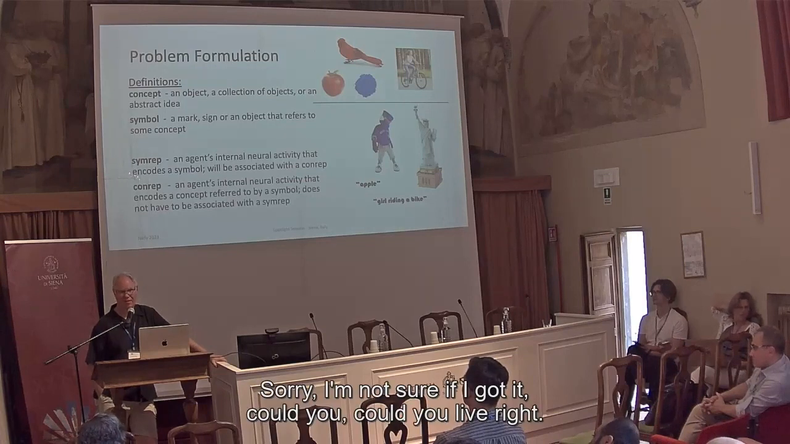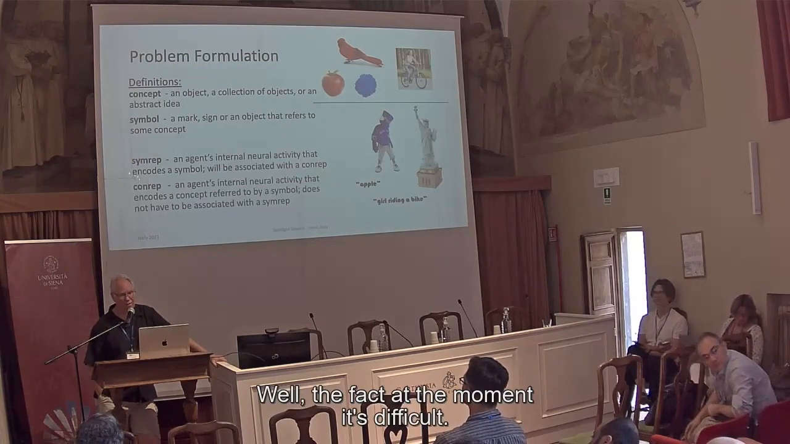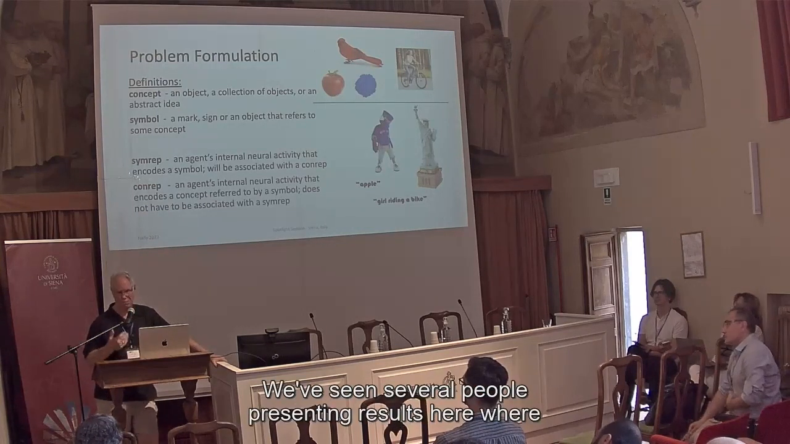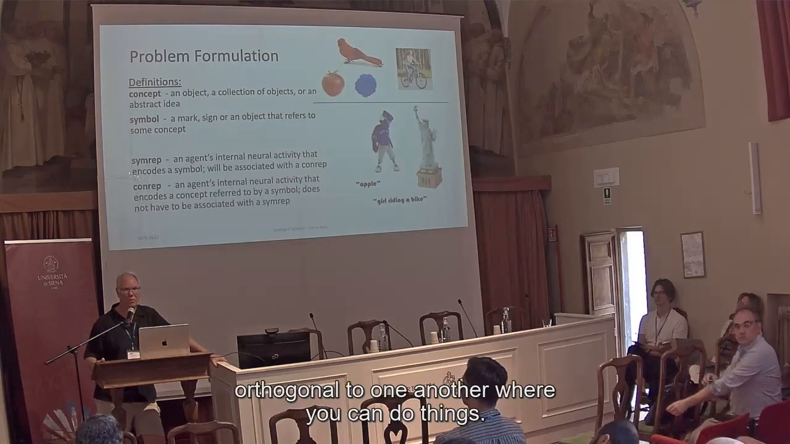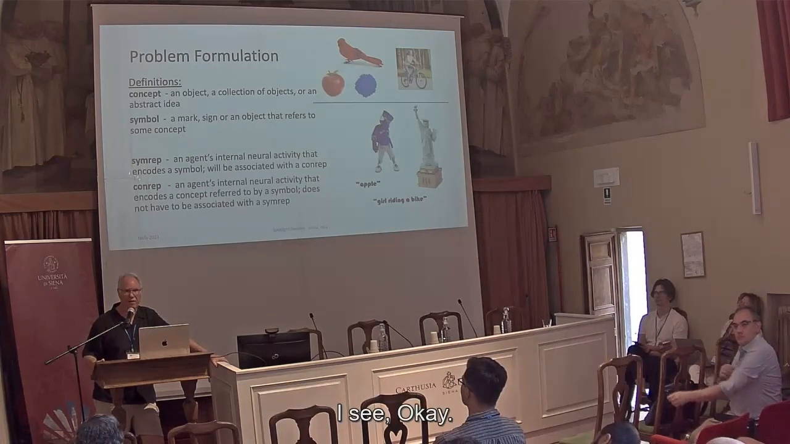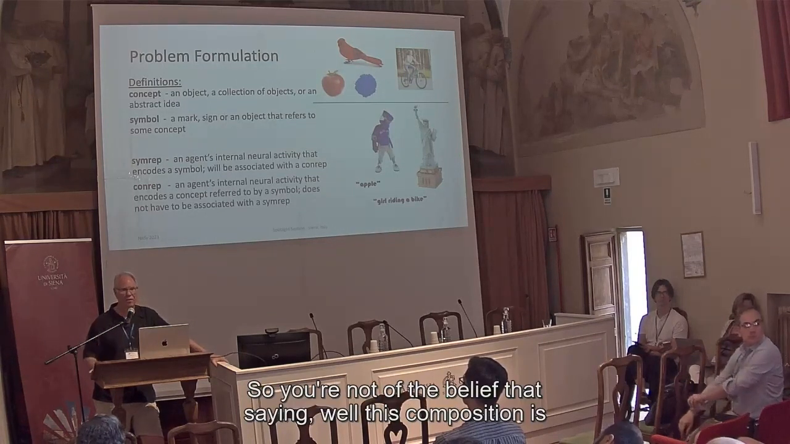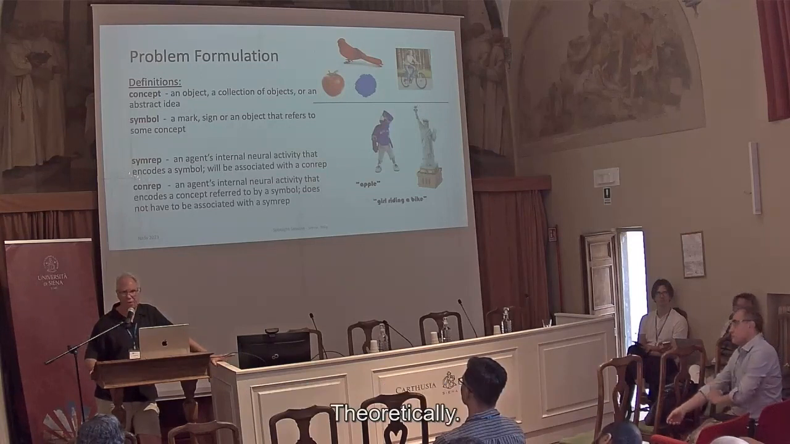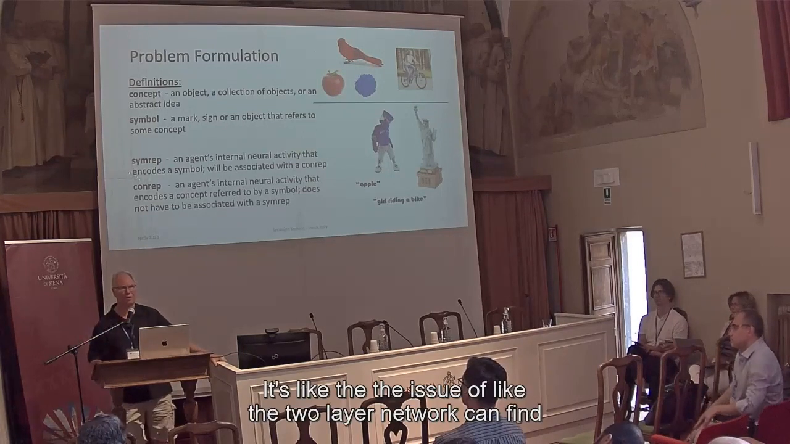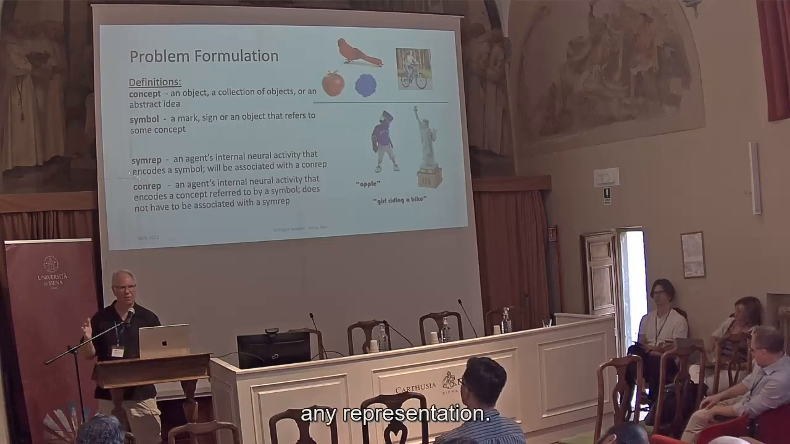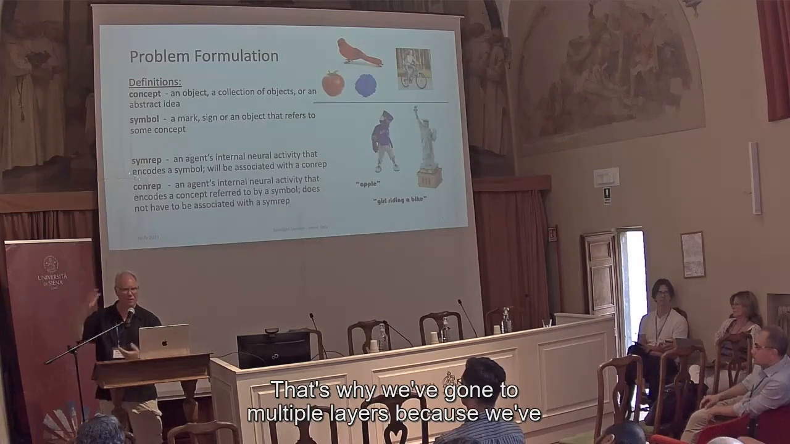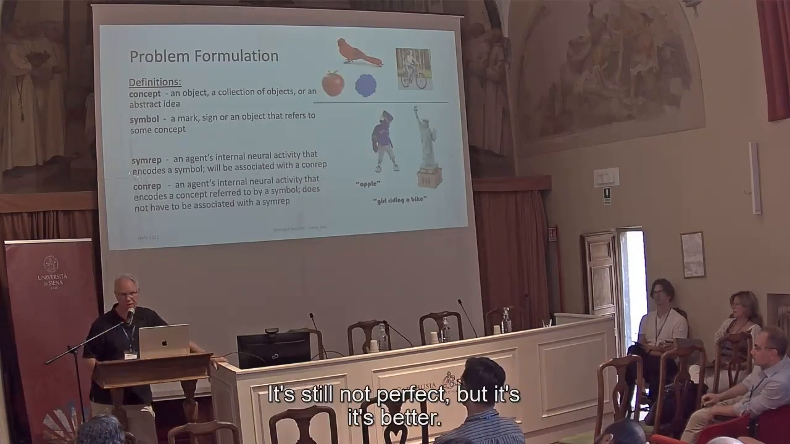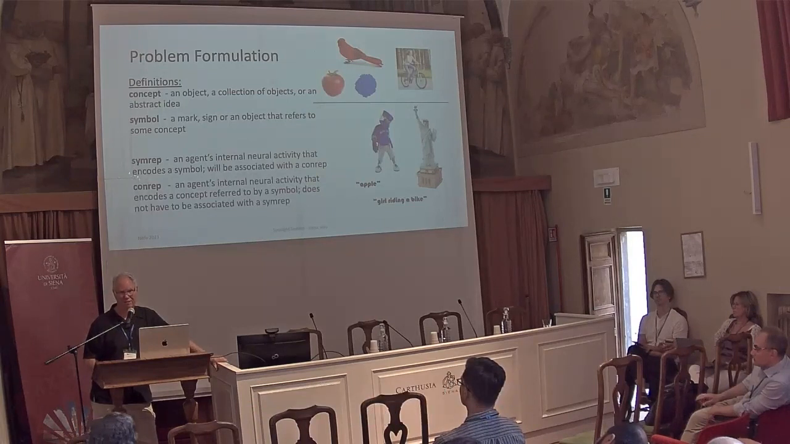Sorry, I'm not sure I got it. Could you elaborate? Well, the fact that at the moment it's difficult. We've seen several people presenting results here where it's very difficult to create embeddings that are nicely orthogonal to one another, where you can do things. I just think we're going to find that we get better at that. I see. Okay. So you're not of the belief that this composition is actually something that lives in the symbolic world. Theoretically, there is no reason that we can't do that. Okay. It's like the issue of the two-layer network can find any representation, if you've got the right search method, right? Right. That's why we've gone to multiple layers, because we've discovered methods by which we can do that better. It's still not perfect, but it's better.